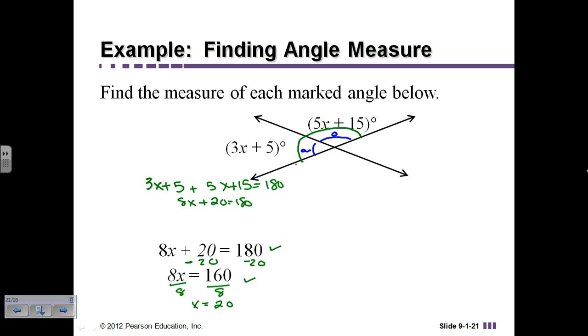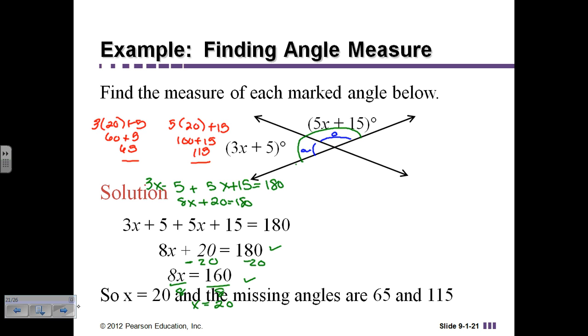And then again, we're going to take that information and substitute it into the problem. So we have 3 times 20 plus 5 is 60 plus 5, which is 65. And 5 times 20 plus 15 is 100, plus 15 is 115. And again, you'll notice that if you add these two numbers together, 65 plus 115 is 180 degrees. So you've worked it out correctly.